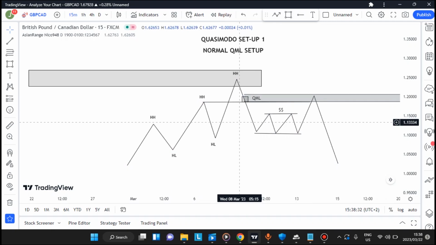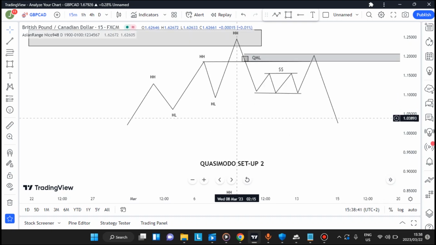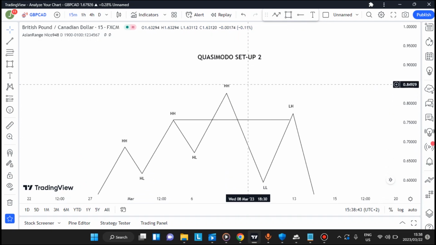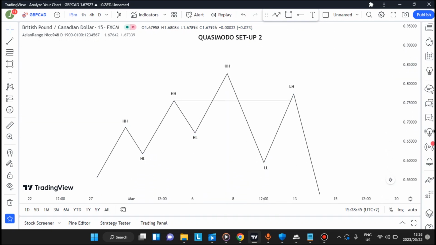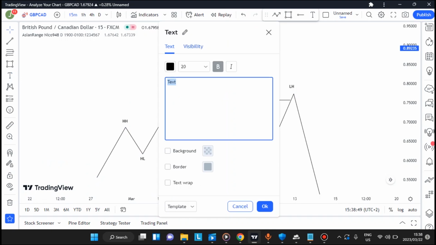Now let's look at the second setup. This one is the advanced QML setup. This is the Quasimodo setup number 2. This is the advanced QML setup.